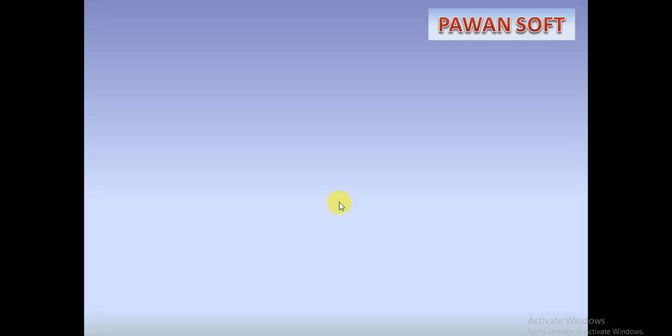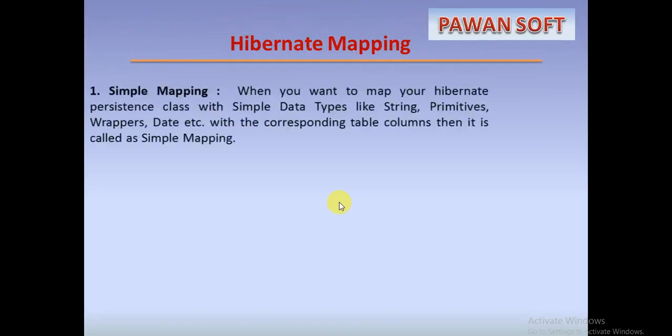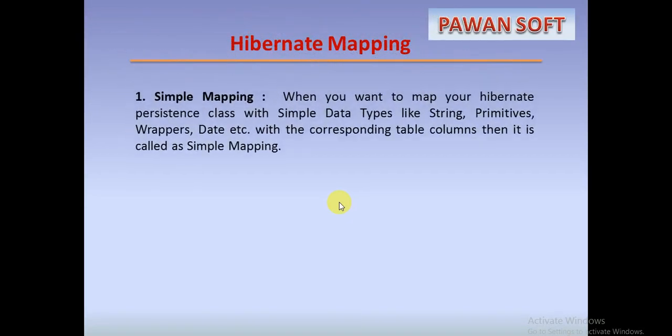In this video we are going to see Hibernate mapping, right? In Hibernate mapping, the first one is simple mapping. Simple mapping is when you want to map your Hibernate persistent class with simple data types like string, primitives, wrappers, date, etc. with the corresponding table columns, then it is called simple mapping. So let's see the example.